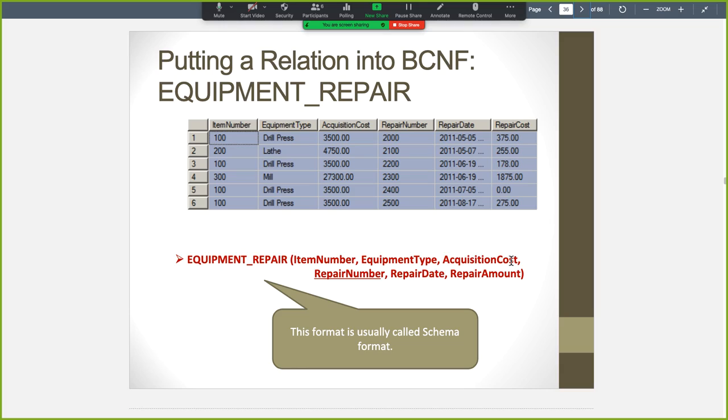Equipment is somewhat like a physical object, right? Repair is a concept of an event or a job to be done, like sales. Sales is an event. It's something that happened that you want to record. So repair is a service job. In business, it will be a service transaction.